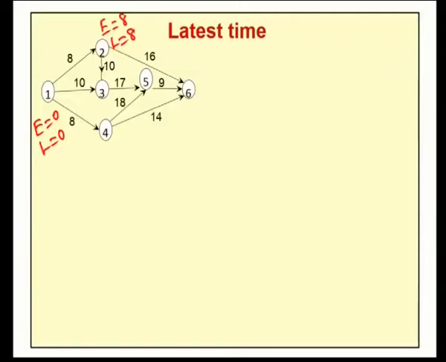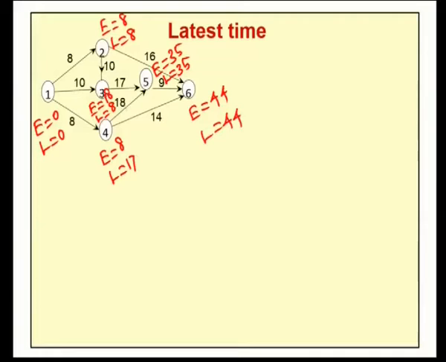For node 3, the earliest time is 18 and the latest time is 8. For node 4, the earliest time is 8, the latest time is 17, and for node 5, the earliest time is 35 and latest time is 35, and for our final node, the earliest time is 44 and the latest time is 44.